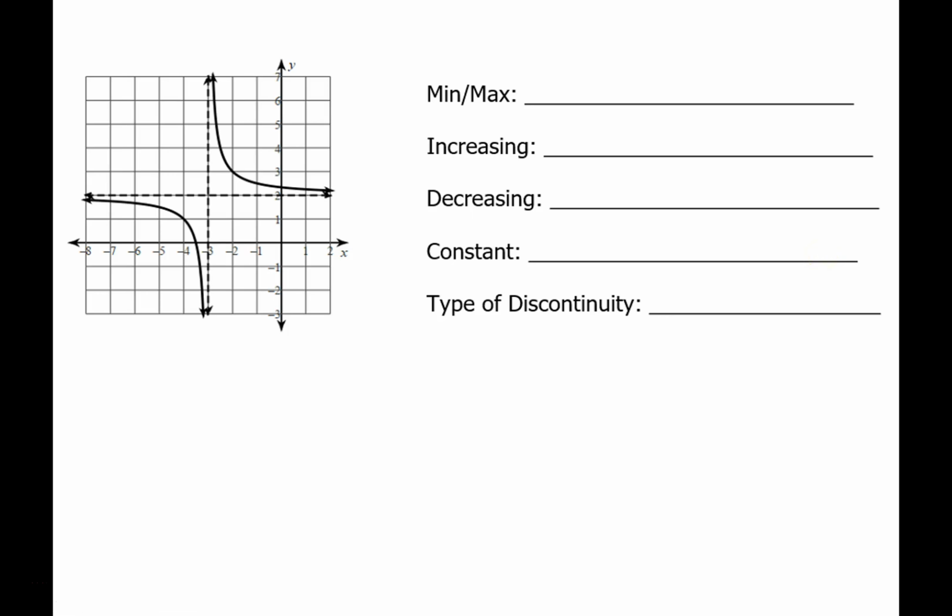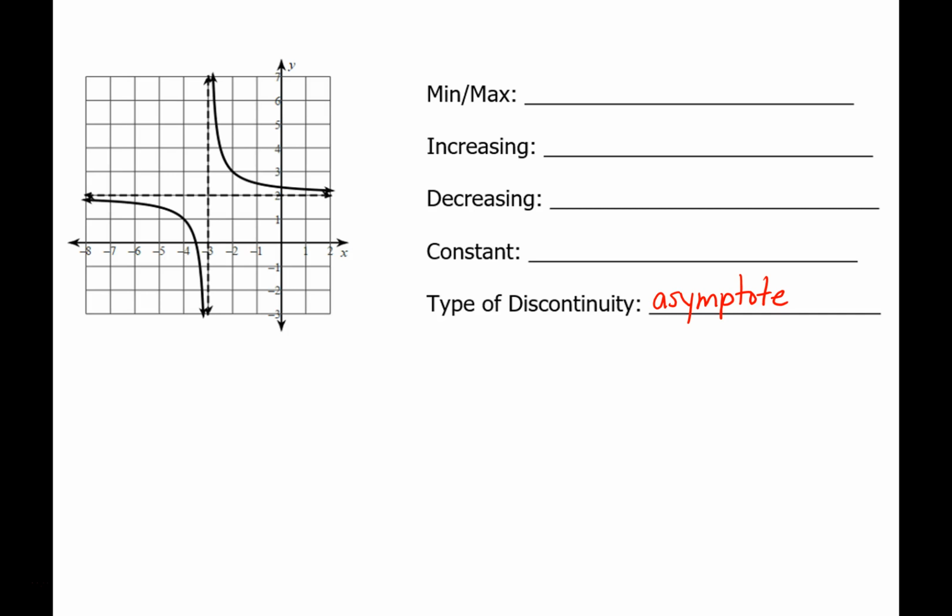So the first thing that I see when I look at this graph immediately is that I see a dotted line, this vertical dotted line, and also this horizontal one. That means we are going to be looking at asymptotes. So we're going to have a discontinuity here.